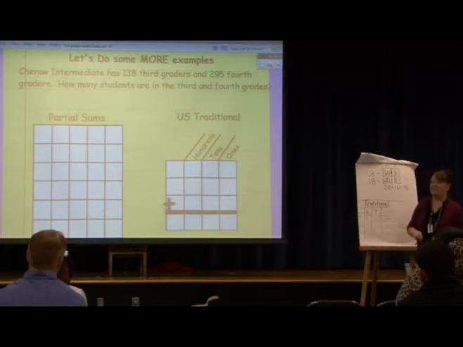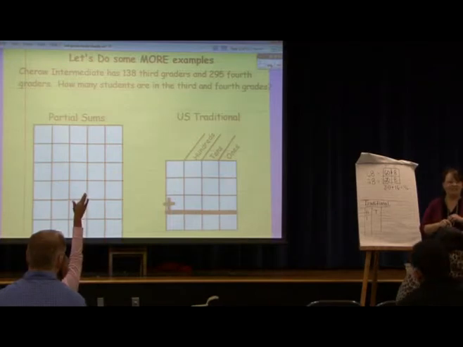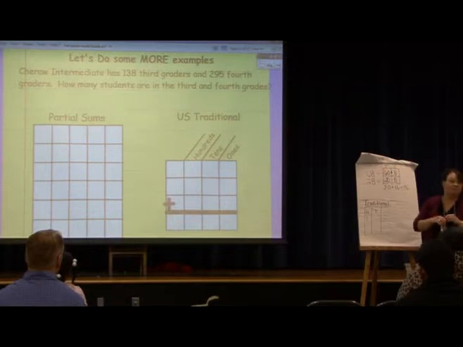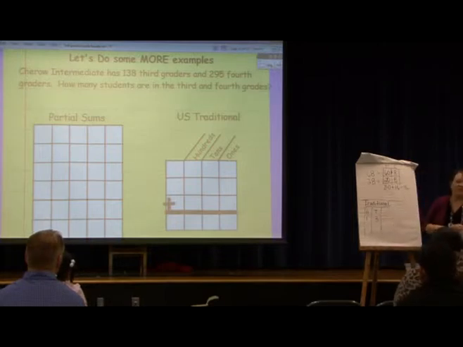In my tens place, in my first add-in, how many tens do I have? How many tens do I have? In my first, the very first one, 3. Here you go. I have 3 tens. How many ones do I have in the first add-in?